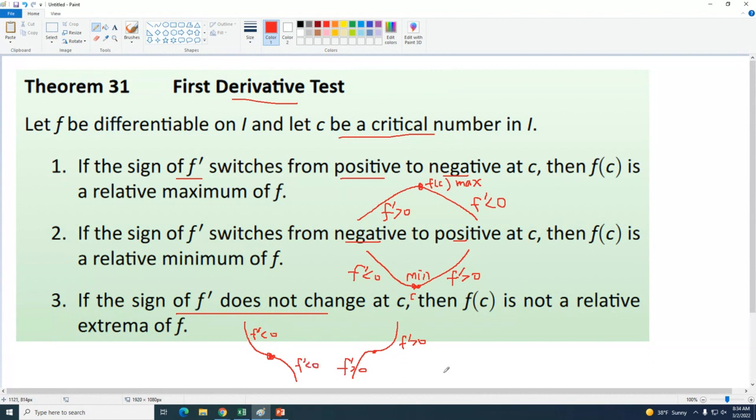So if it's the same sign, it did not change sign, then obviously c is not a minimum and it's not a maximum. Basically it did not change direction, so the curve did not change direction, therefore we don't have a maximum. That's the first derivative test, which is a way to tell if we have a maximum or minimum.